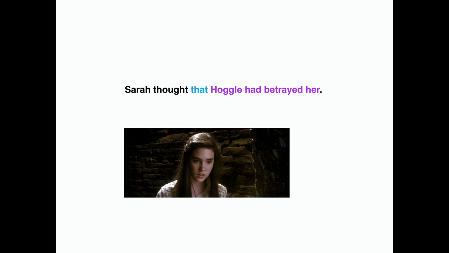So let's consider this sentence. Sarah thought that Hoggle had betrayed her. And it has a couple of different pieces in it. So first of all, we have this complementizer word, that.